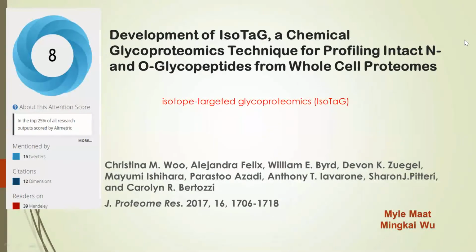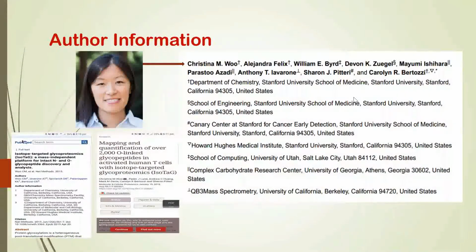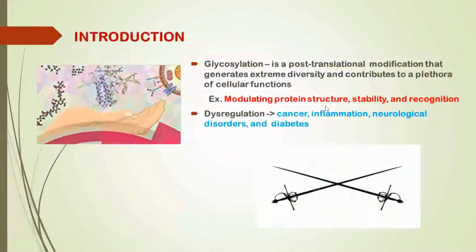This article was published in April 2017, which is a very new one. Although the score is only 8, it's a very latest article, so I think it's pretty good. IsoTAG is termed as isotope-targeted glycoproteomics. Most of the authors come from Stanford University, and the major author, Christina, had published several similar articles before about this technique, IsoTAG.